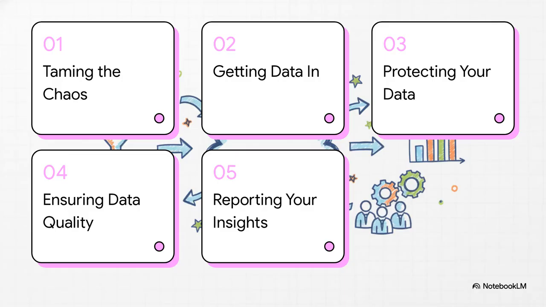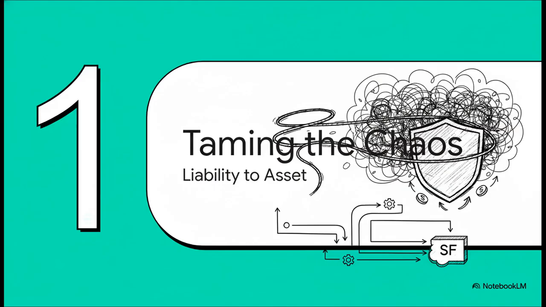All right, so here's our game plan. First, we're going to talk about taming that data chaos. Then, we'll cover the best ways to get data in, how to protect it once it's there, and of course, how to make sure it's high quality. And finally, we'll get to the fun part, turning all that great data into amazing reports. Let's do it. So, first things first, taming the chaos.